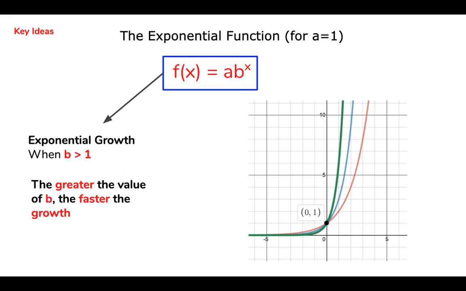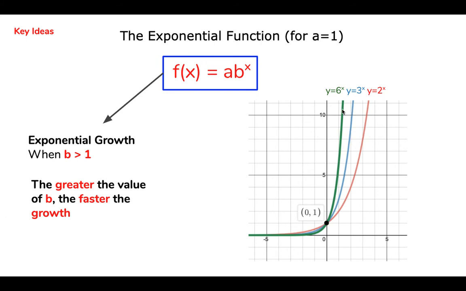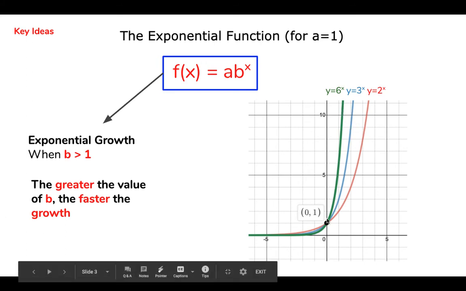So here's an example. Here's 3 examples. And I'm writing the equations here for you. So notice how we've got y equals 2 to the x, 3 to the x, and 6 to the x. And the bigger the number, the steeper the graph. Notice how they all go through 0, 1. And that happens when a is 1, or when we don't have an a in front.